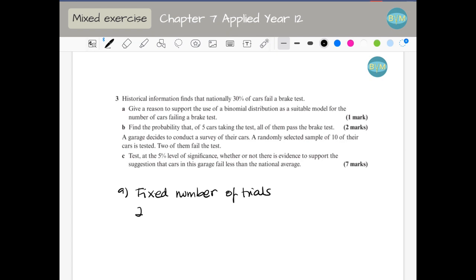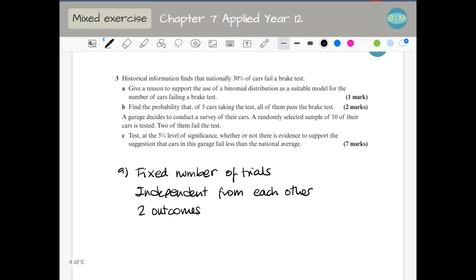They are independent from each other. If a car fails the test, it doesn't mean that other car is going to fail the test. There are 2 outcomes: the car fails the test or doesn't fail the test, and the probability is constant. The probability is going to be this 0.3. So you can mention any of them, you don't need to mention all of them.